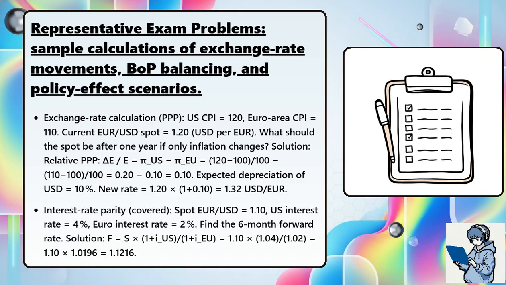Interest rate parity, covered. Spot euro/US dollar equals 1.1. United States interest rate equals 4%, euro area interest rate equals 2%. Find the 6-month forward rate.